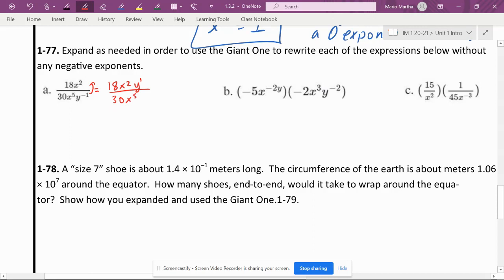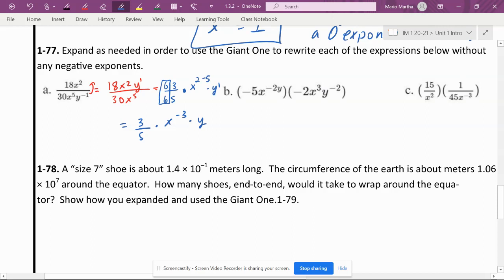And now we can start using those shortcuts. First, you should always simplify the numbers. 18 over 30 is the same as 6 times 3 over 6 times 5. Those are the factors. Then we have x to the 2 minus 5, times y to the first, by itself. We simplify, there's a giant 1 right there, and 2 minus 5 becomes negative 3. So that's 3 over 5 times x to the negative 3 times y.